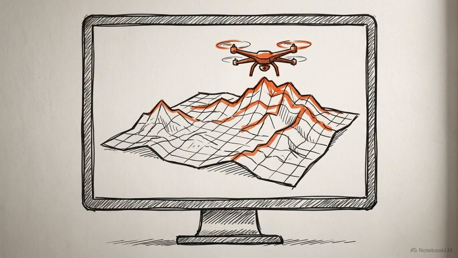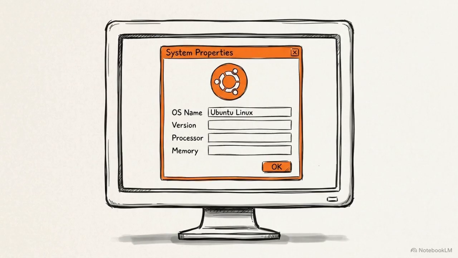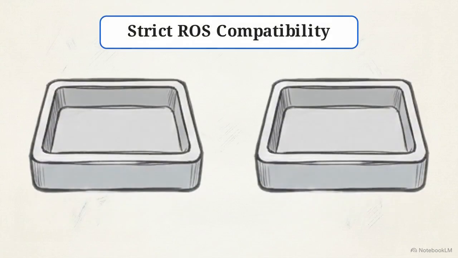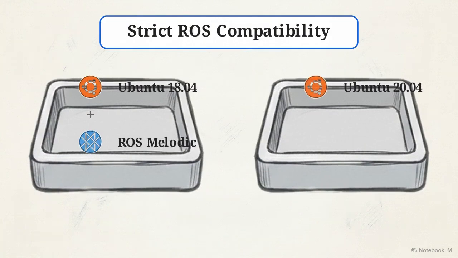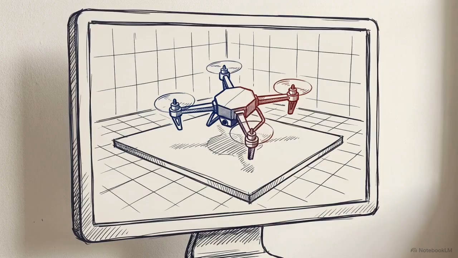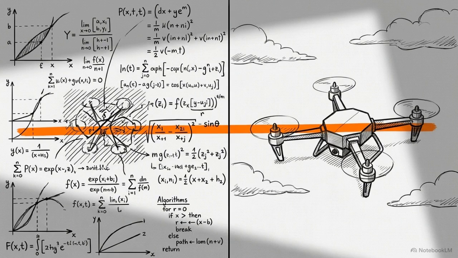Our goal is to install, compile, and run the Fast Planner simulation so you can command a virtual drone through an unknown 3D space. Before writing any commands, verify your operating system. Fast Planner requires strict ROS compatibility. You need either Ubuntu 18.04 running ROS Melodic or Ubuntu 20.04 running ROS Noetic. Setting up this specific simulation environment gives us a sandbox. It bridges the gap between raw mathematical pathfinding algorithms and testable autonomous flight.